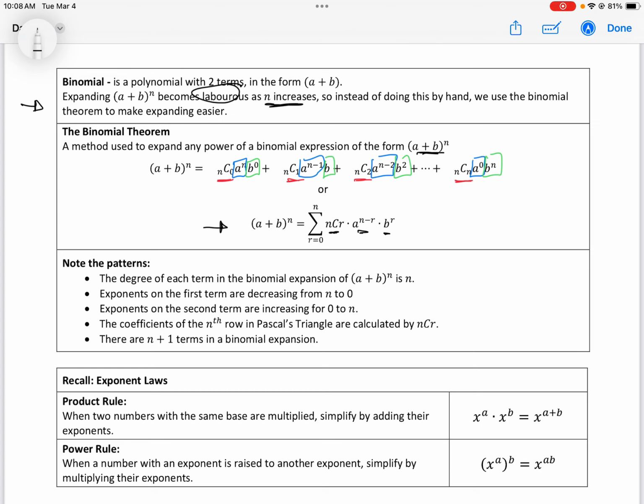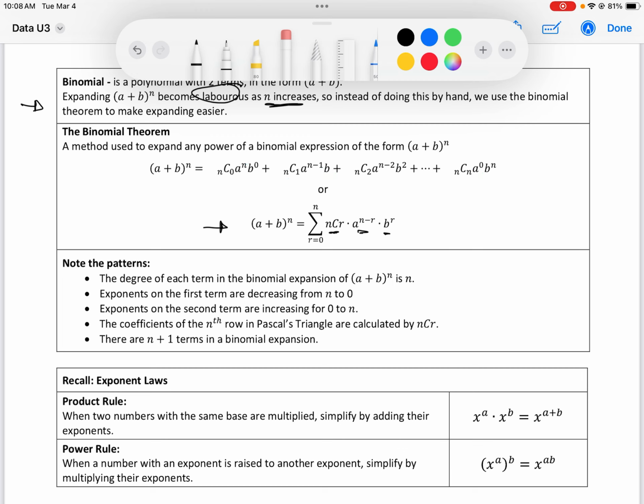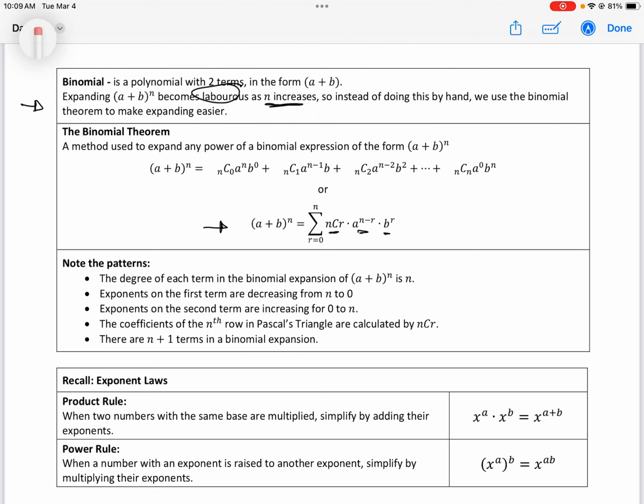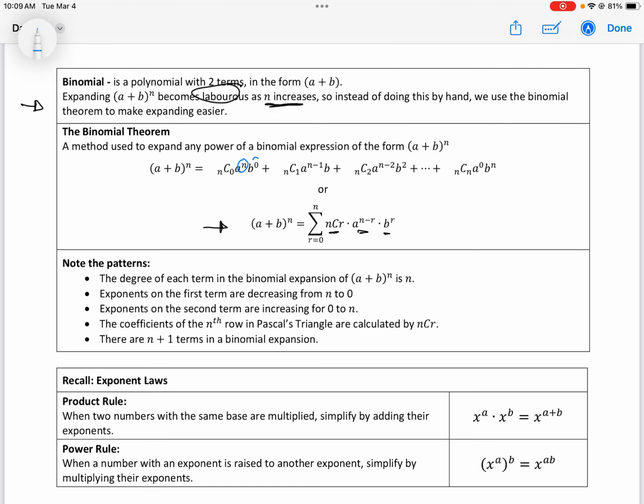So let's take a look at the patterns. The degree of each term in the binomial expansion is n. What that means, I'll delete this, is taking a look at n plus 0, that equals n. n minus 1 plus 1 equals n. n minus 2 plus 2 equals n. 0 plus n equals n. So whatever the powers add to, they are always going to add to n in the basic expansion.